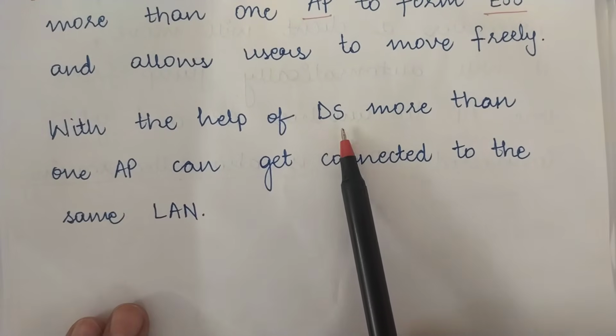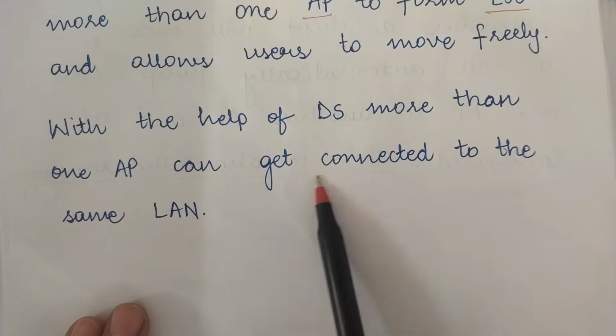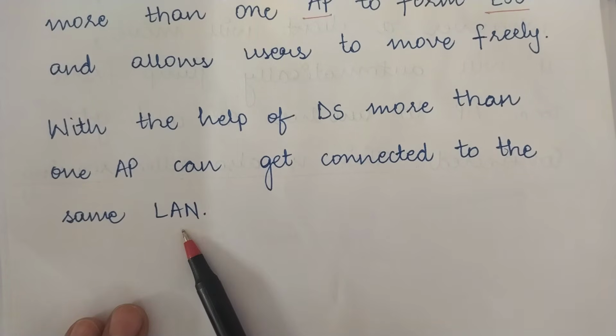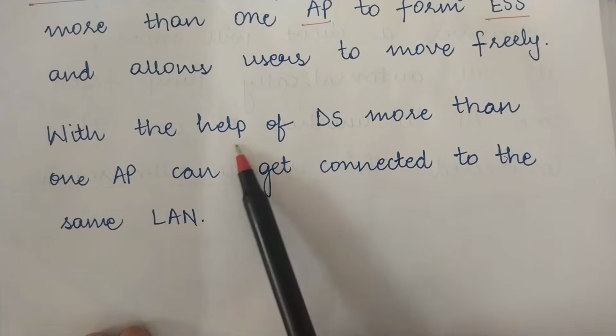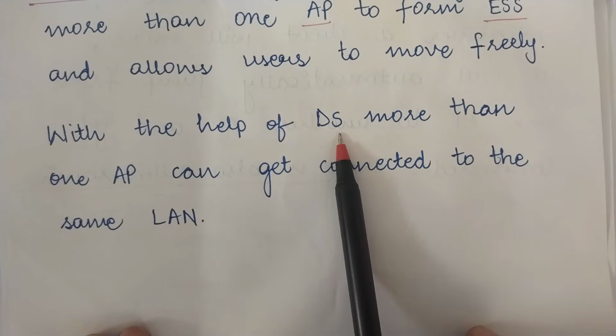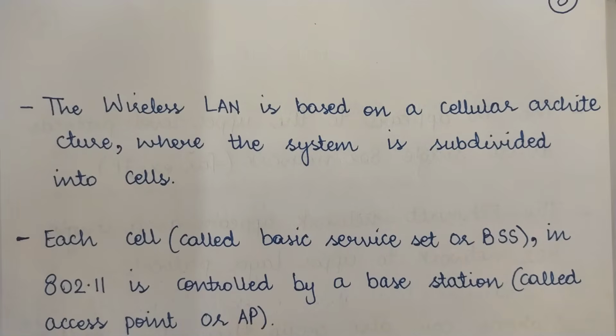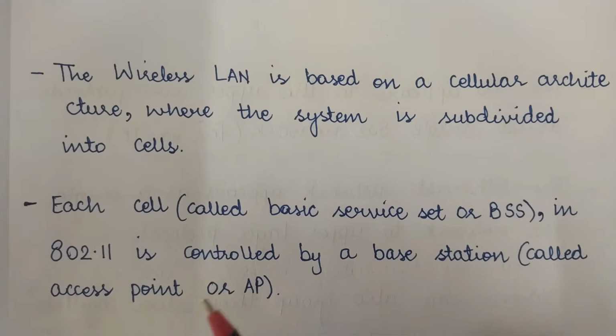With the help of the distribution system, more than one AP can get connected to the same LAN. So all the APs are connected to the same wired LAN. How is this possible? This is with the help of the distribution system or the DS. The wireless LAN is based on a cellular architecture.